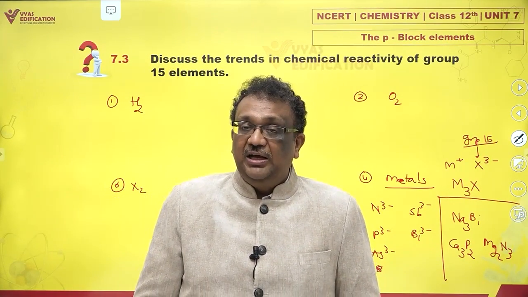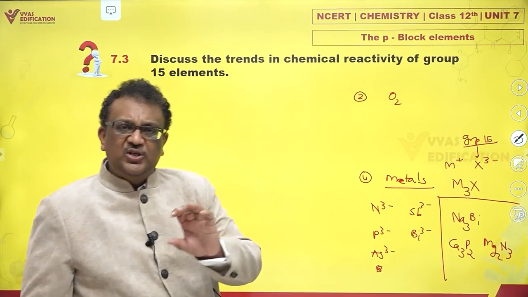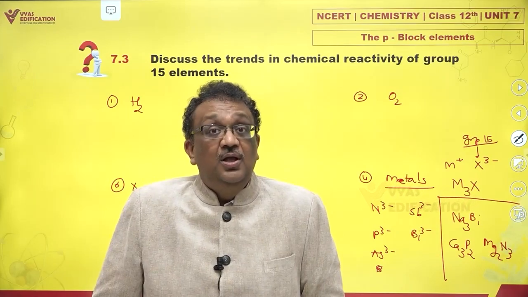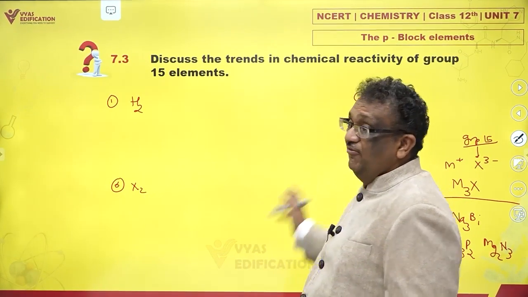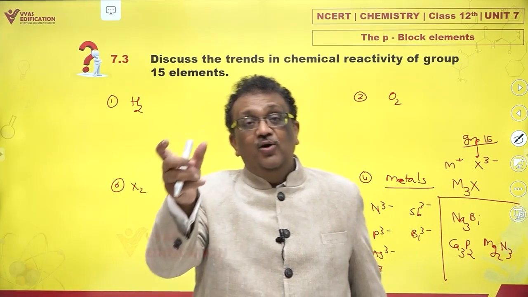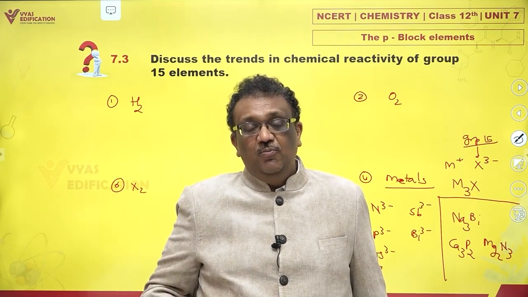Honestly, this is partially correct. This is what is mentioned in NCERT, I'm telling you this, and this is what is expected for you also to write down. But the true question is the trends in reactivity. That means, can we compare how reactive is nitrogen as compared to phosphorus or arsenic or antimony or bismuth?